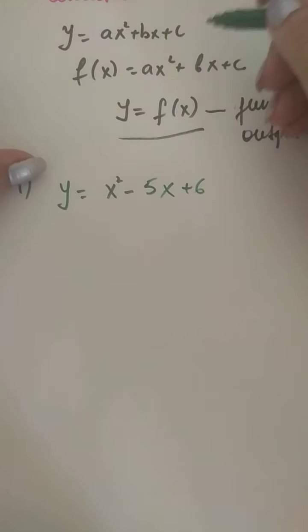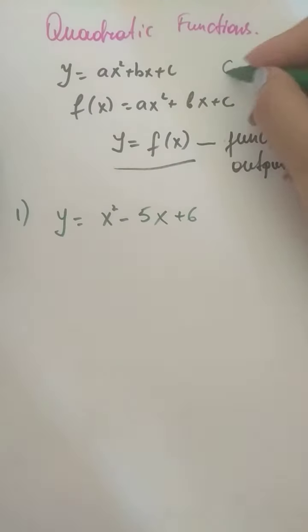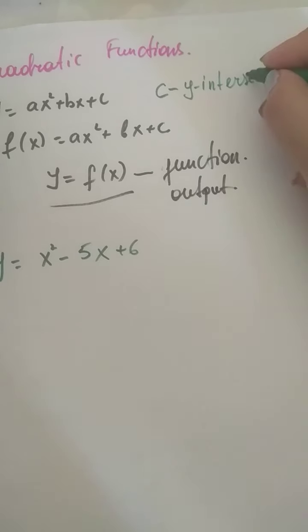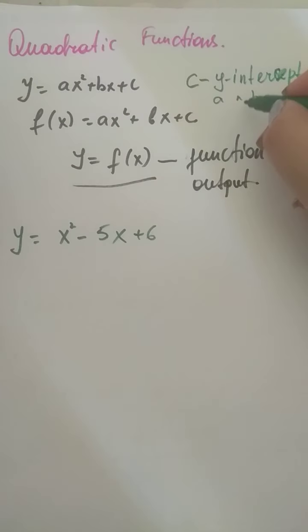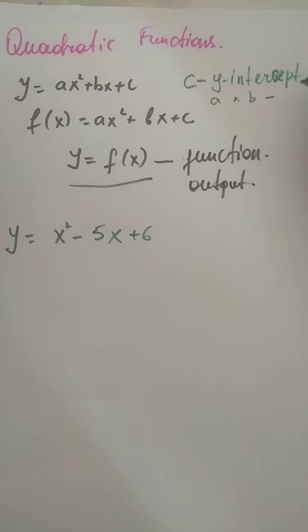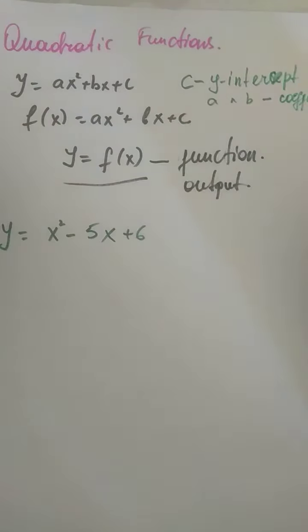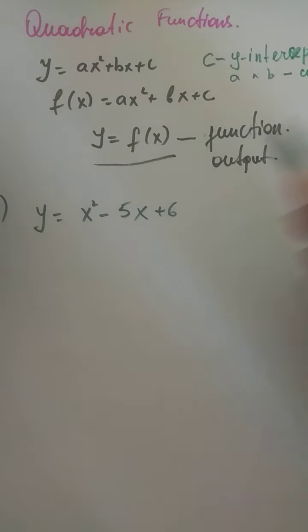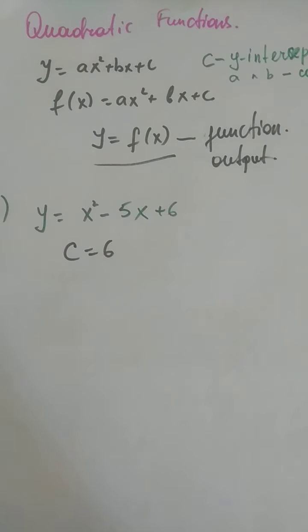Guys, firstly, you should know that in our ax squared plus bx plus c, c is always our y-intercept. Let me write here: c is the y-intercept. But a and b are coefficients. a is the coefficient of x squared, b is the coefficient of x. So we know that our y-intercept is 6. Let me write here, y-intercept is 6. The graph intersects the y-axis at point 6.